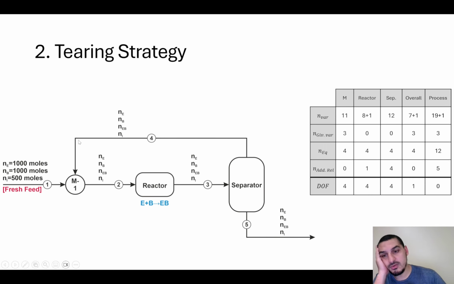So we now know that we have some components in stream 2, we don't know their flow rates, and there are some components in stream 3, we don't know their flow rates, and the same for 4 and 5. But I know that the degrees of freedom of the mixer is 4. So it means that if I have 4 extra information, I can solve the mixer, and if I solve the mixer, I will calculate stream 2. This will give 4 information to the reactor, which will solve the reactor because it has 4 degrees of freedom, which will give 4 information to the separator, which will have 0 degrees of freedom. It will have already 0 if I know stream 4.